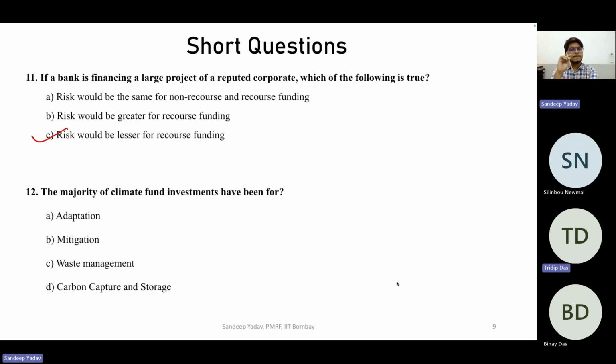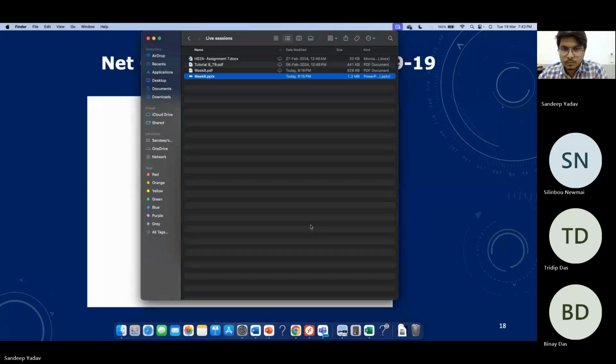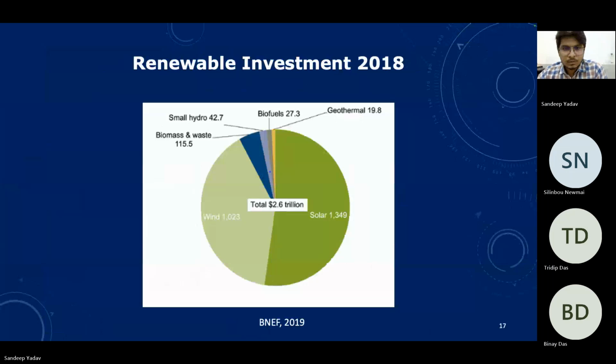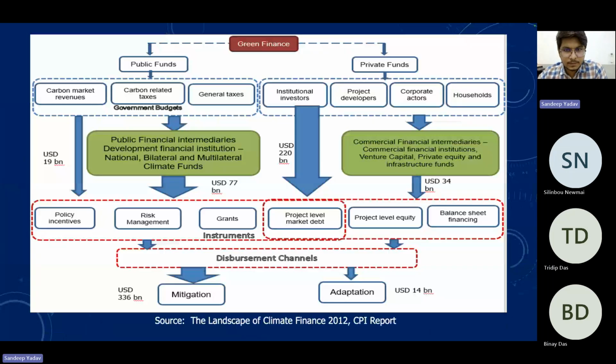Now moving ahead, the majority of... Sir, to clarify the recourse funding, recourse funding means... See here, yeah, recourse funding.